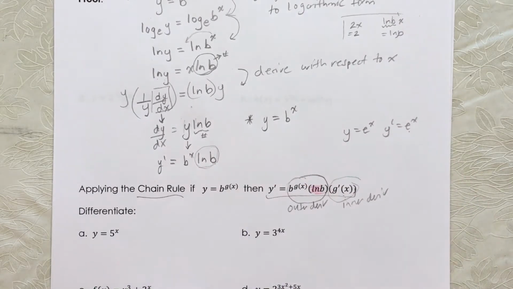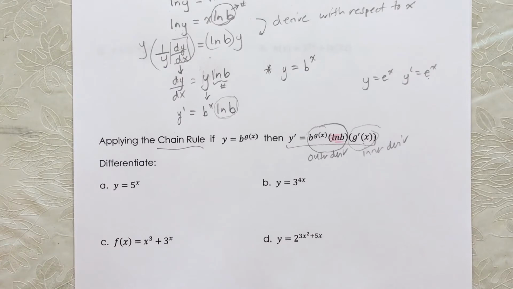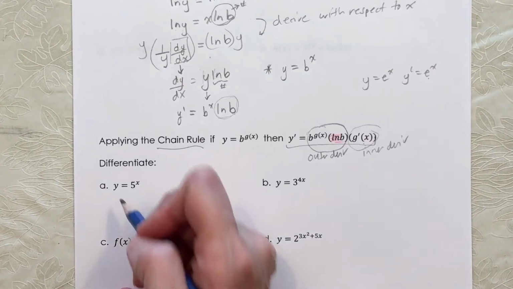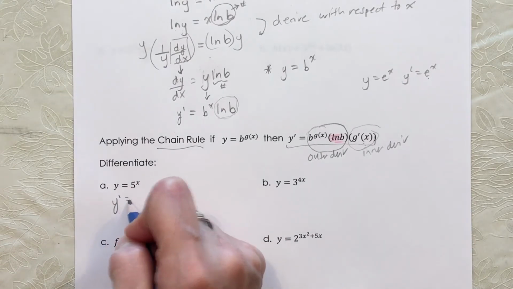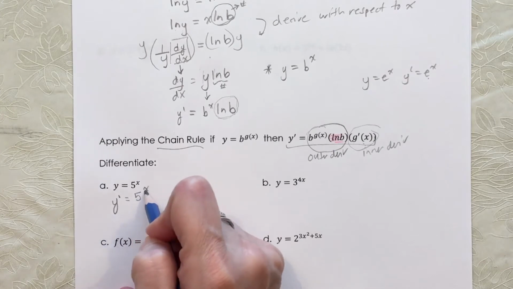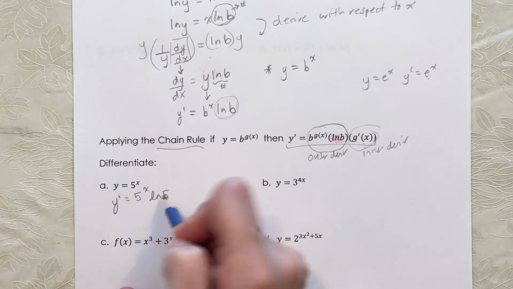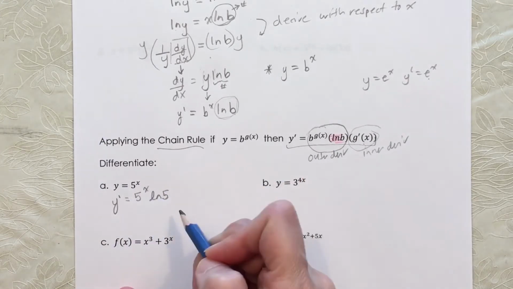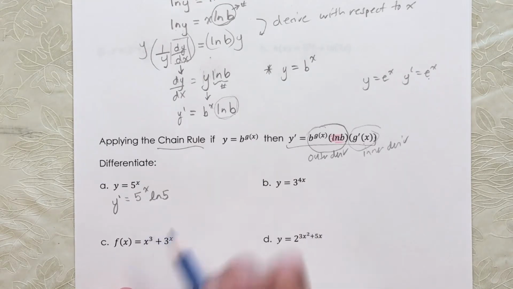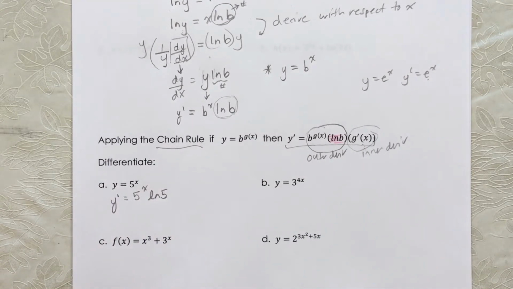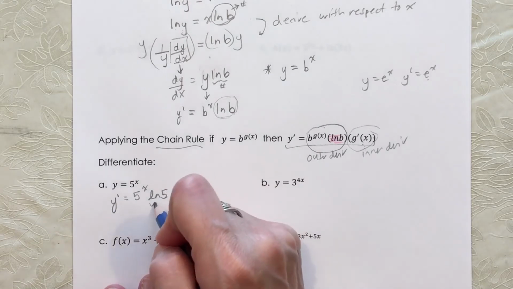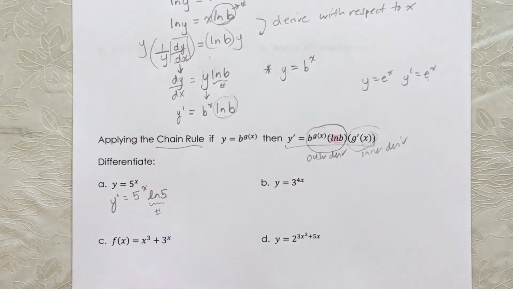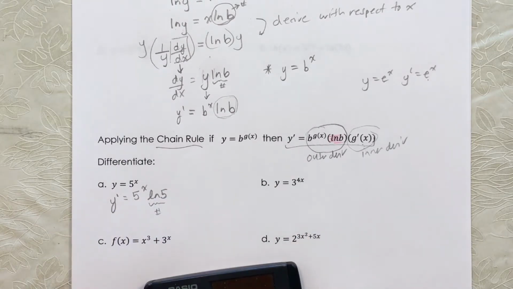Okay, so if we wanted to differentiate y equals 5 to the x, y prime would be 5 to the x times the ln of 5, and then the derivative of x is 1. So we didn't need the chain rule for that one, and that would just be your answer. Remember, this is just a number. If you wanted to know what it was approximately, you can use your ln button. Ln of 5 is approximately 1.6094379.